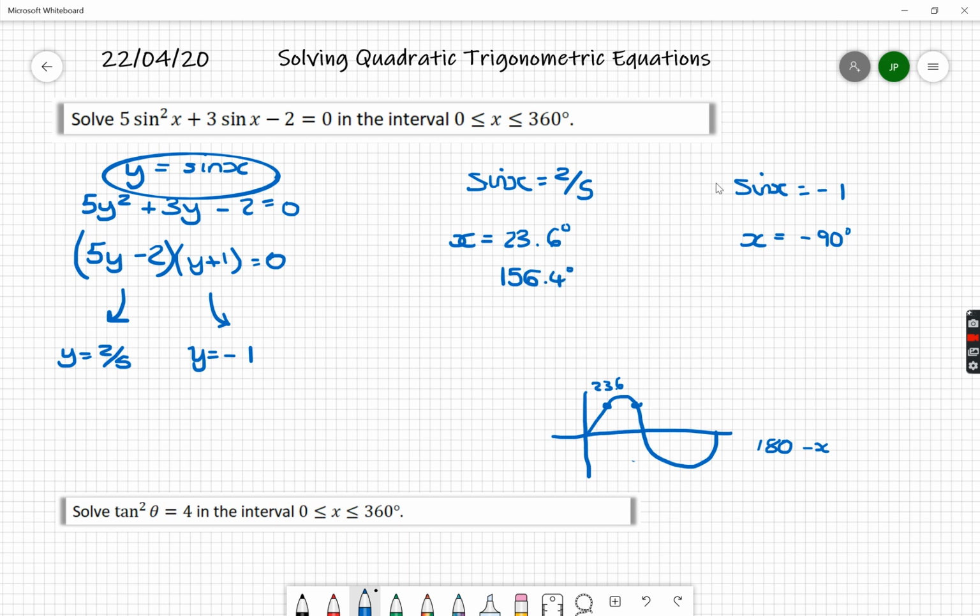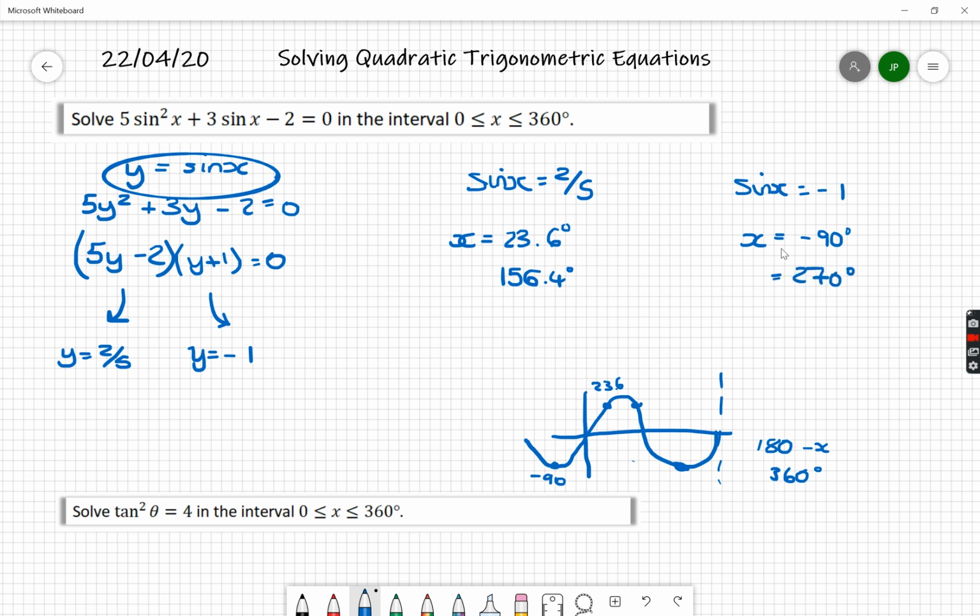Right, now we've got a slight issue with this one, in the fact that my first answer is down here at minus 90. Now minus 90 isn't actually within my range, but I can use that to find another value that might be within my range. Because if I'm going between 0 and 360, I'm going to have another value in here that is going to be within my range. Now I know that sine repeats every 360 degrees. That's the repetition. So therefore, this value in here must be 270 degrees.